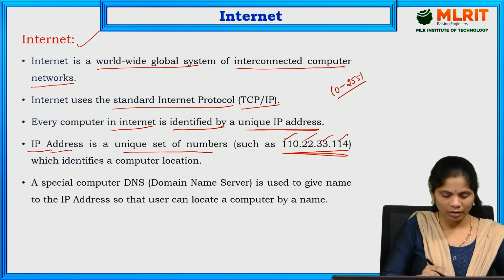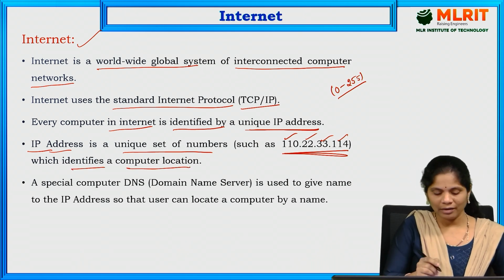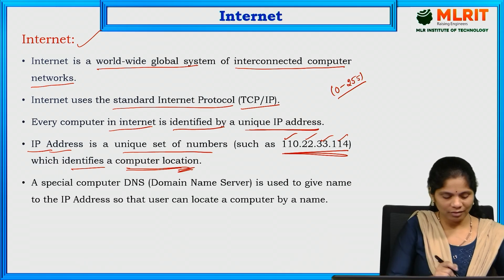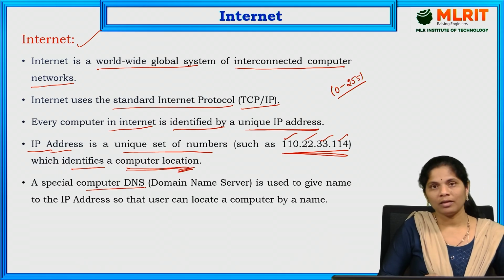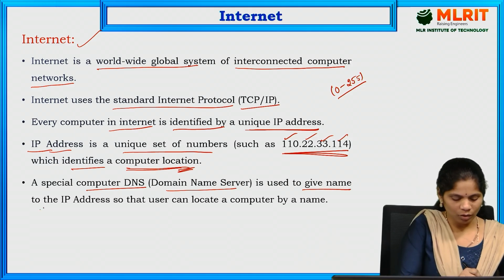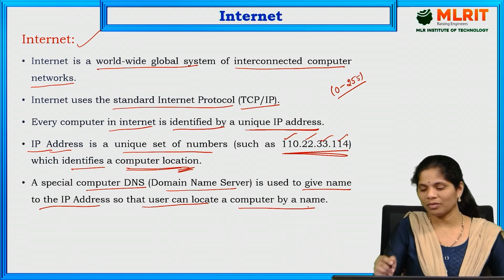It is a unique address which identifies the computer location. For identifying the exact computer location, we use the IP address. There is also a special computer, DNS, that is Domain Name Service. It is used to give a name to the IP address so that the user can locate the computer by that name.